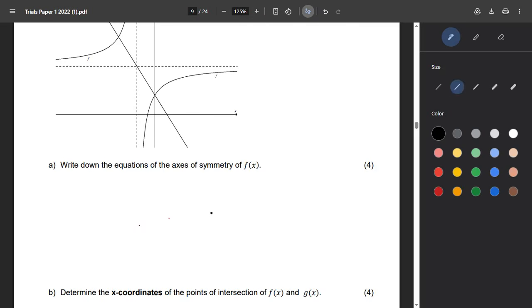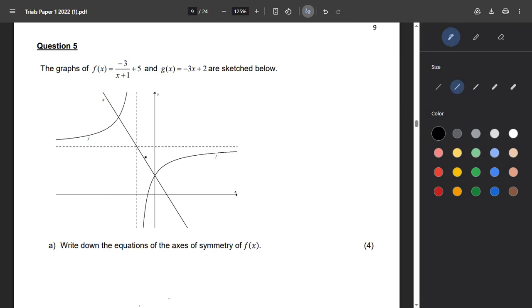Okay, so the best thing that you can do first is to find the point of intersection of your asymptotes. I'm going to advise you to start there, because both of these axes, the one with the positive gradient and the one with the negative gradient, will pass through that point. Your asymptote is x plus 1 equals 0, therefore your x is minus 1, and the value of y is just 5. So this tells you that the point here is minus 1 and 5.